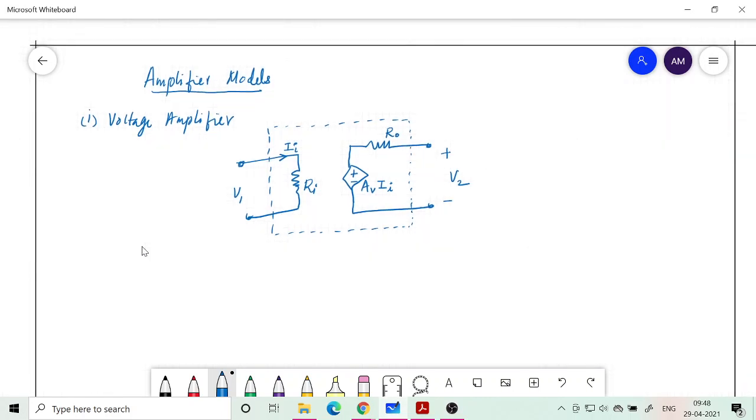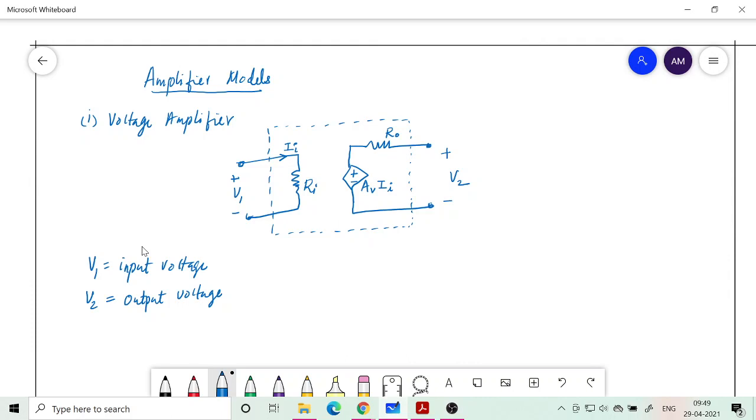Now, how this can amount to a voltage amplifier, that is what we need to understand. Okay, so here this is the place where we give an input voltage, and this is the terminal at which we will measure the output voltage. Okay, so V1 is the input voltage, and V2 is the output voltage.